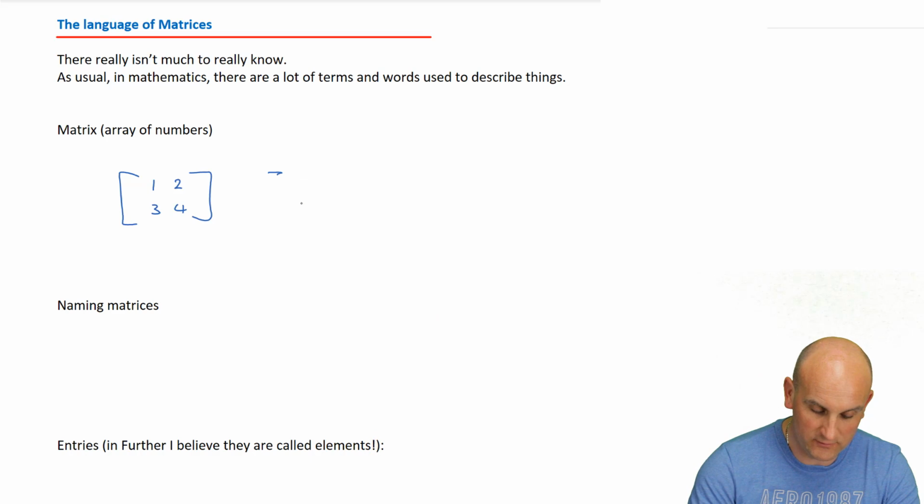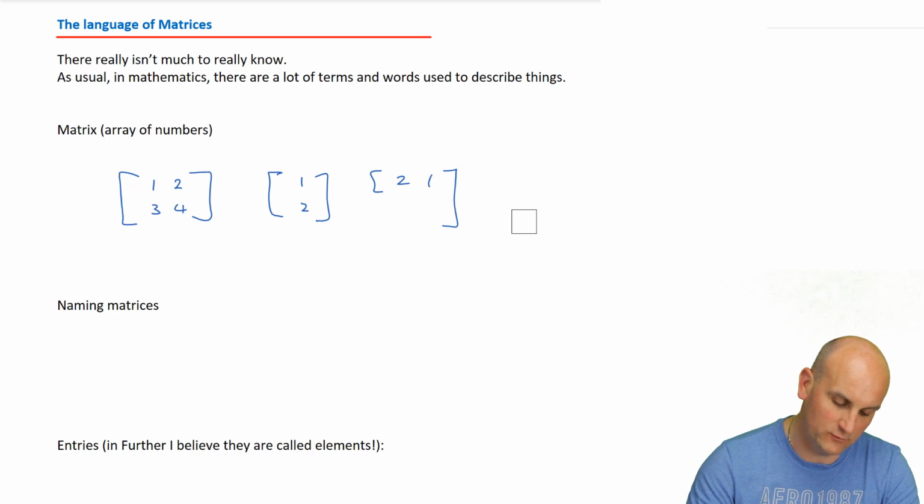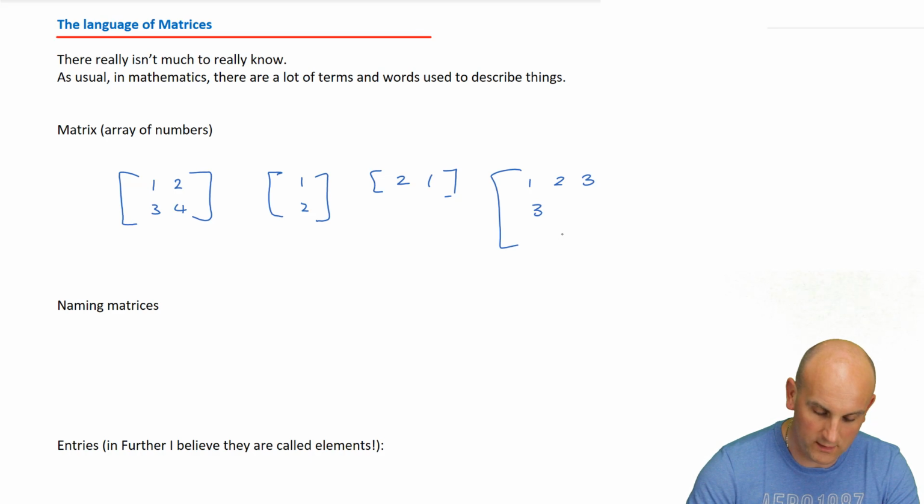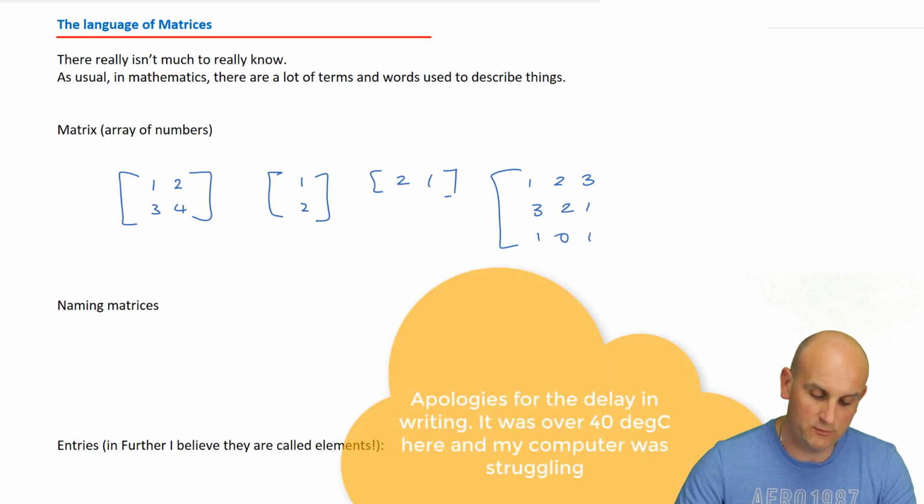There are other matrices, like 1, 2. You can write them as 2, 1. Oh, no, that bracket is way too big. You can have 3 by 3 matrices. What do I mean by 3 by 3? 1, 2, 3, 3, 2, 1, 1, 0, 1, for example. They are matrices.